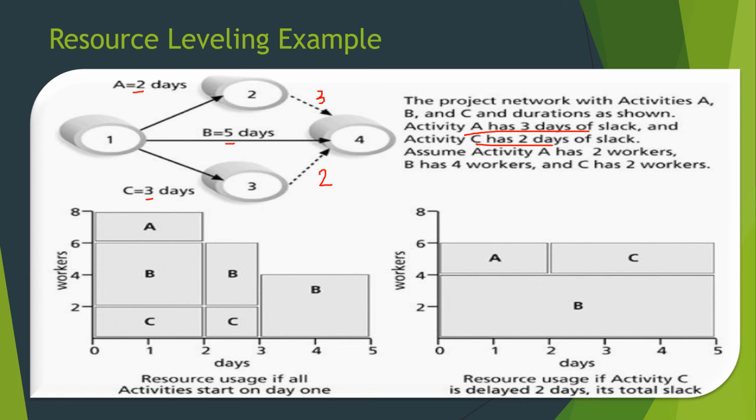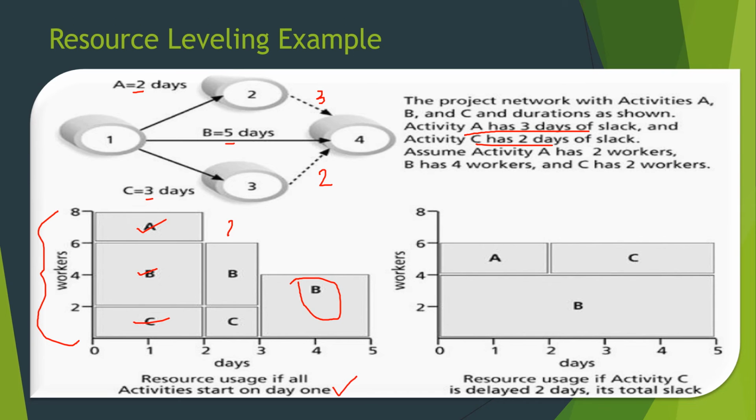So if we allocate all the resources from the beginning, that is A, B, and C from the beginning, what will happen? In the starting stage, we need 8 workers. Then in the second case, A is finished, and in the third case, C and A are complete, and only B needs to do the work. That is the resource usage if all the activities start on day 1.